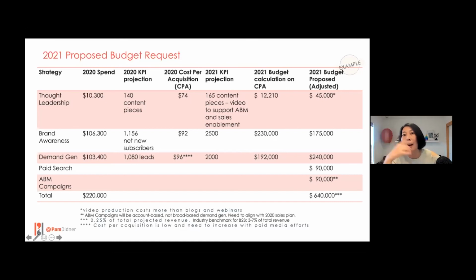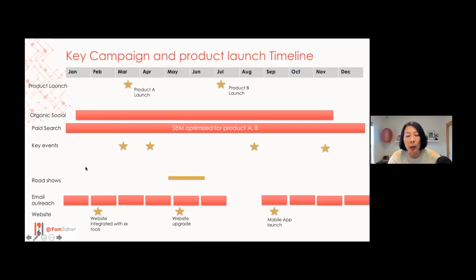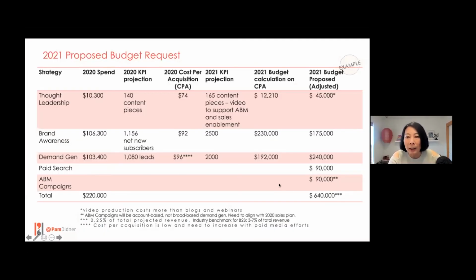Okay? It's not. It's going to be substantially more. So she actually just budgeted that up to about $45,000. She also wants to do some paid search. She wants to do some account-based marketing. And so that's just budgeted at $90,000. The total dollar amount is $640,000.